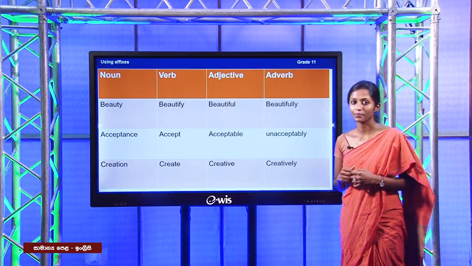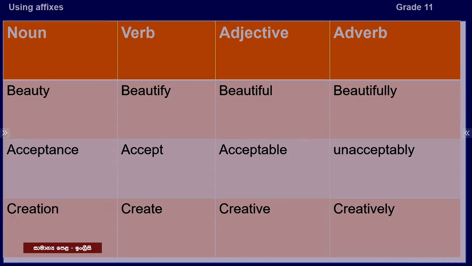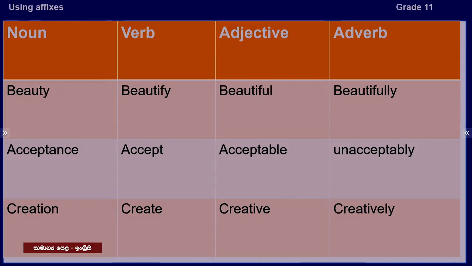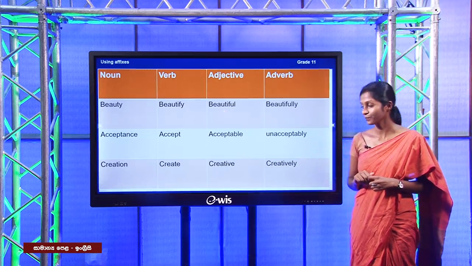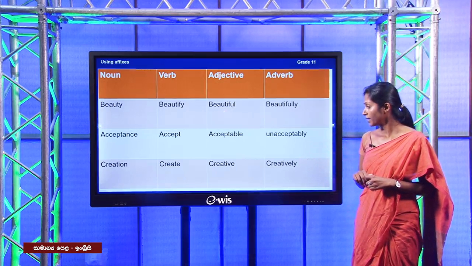Look at the second one. Acceptance. What is the verb? Accept. And then what is the adjective? Acceptable. And the adverb? Unacceptably. Look at the third one. Creation. We have the verb create. And what is the adjective? Creative. I'm sure you can remember this word, as we found this word before. And the adverb, creatively.